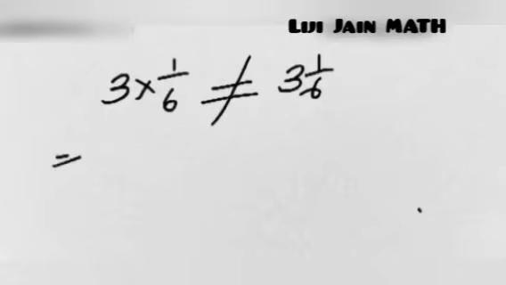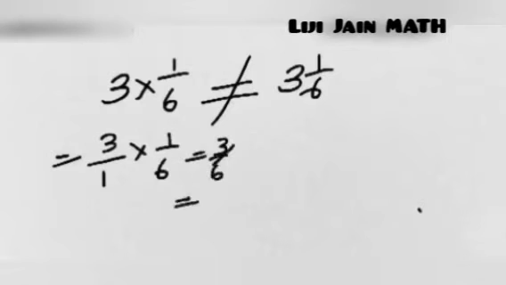3 into 1 by 6 means 3 has to be written in the fraction form. 3 by 1 into 1 by 6. That's equal to 3 by 6. That's equal to 1 by 2.